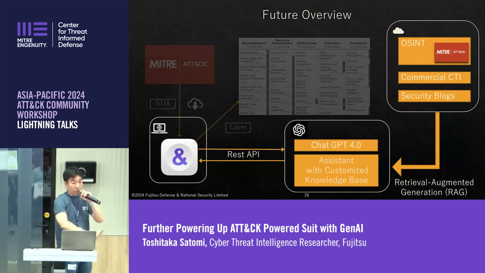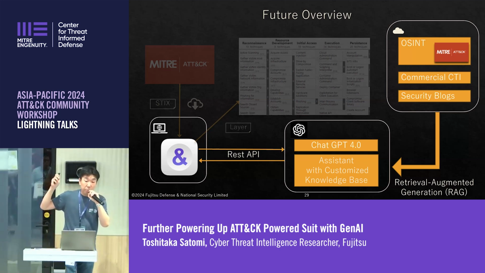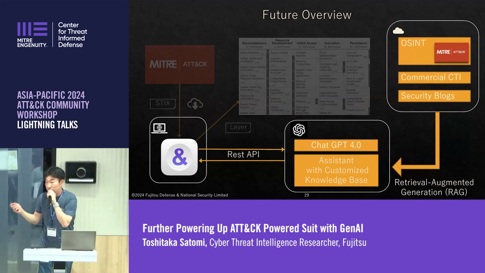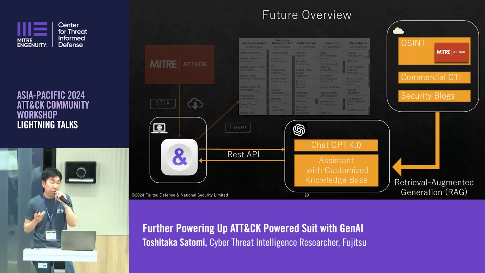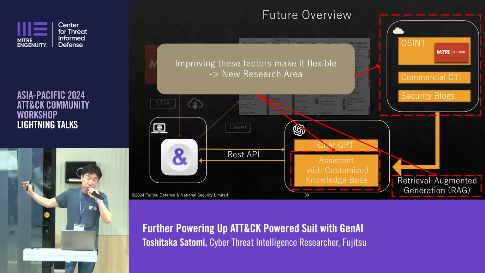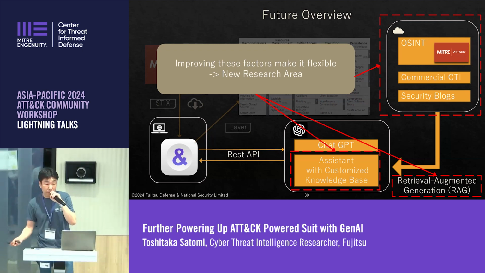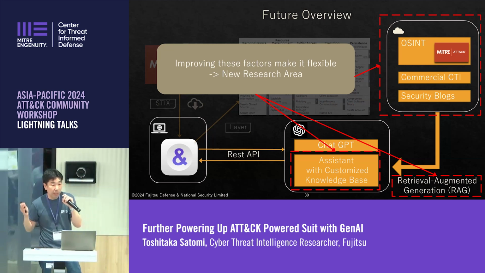On the right side, some data sources like OSINT, of course including MITRE ATT&CK, commercial CTI, and security blog content are provided to Assistants as retrieval augmented generation, RAG. From this mechanism, OpenAI can return more accurate inference results. By using these results, we can build a CTI domain large language model. I am very excited. We can brush up the RAG mechanism, choose the appropriate CTI, of course including ATT&CK, edit and format the CTI data, and optimize the large language model. Improving these factors makes it flexible. I believe that these factors can be a new research area.